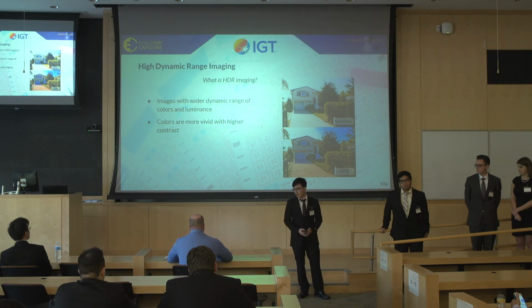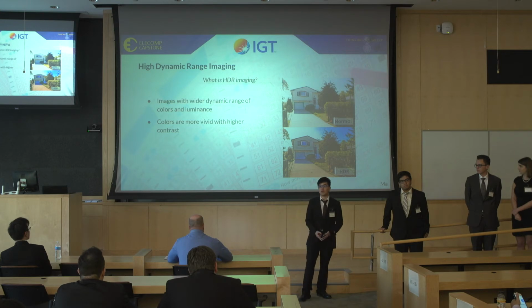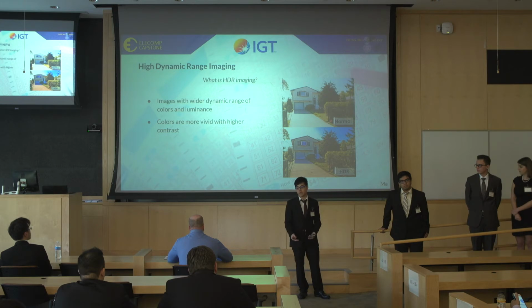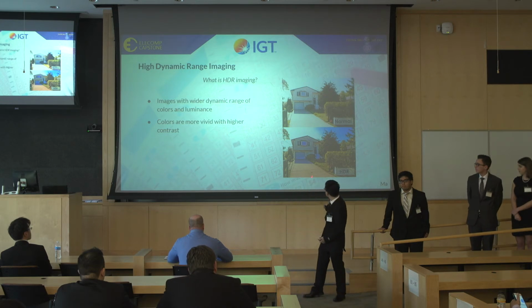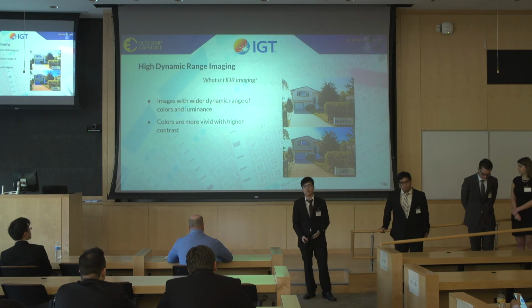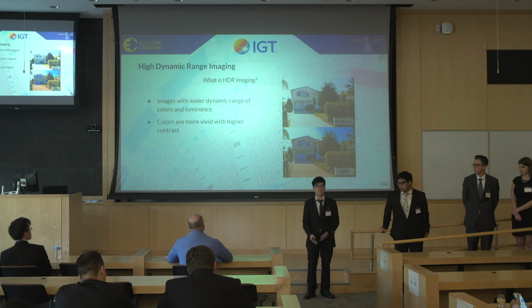Well, in essence, HDR, or HDR imaging, is a technique used in image processing to produce an image with a wider range of colors and luminance than otherwise possible. As shown here by these 2 comparisons of the normal image and the HDR image. As you can see, the HDR image not only contains a wider range of colors, but the colors are also more vivid and have higher contrast.